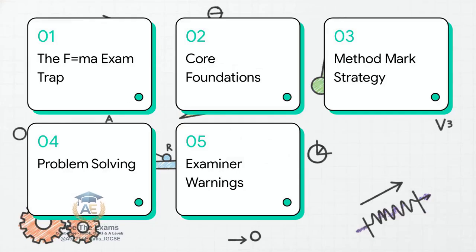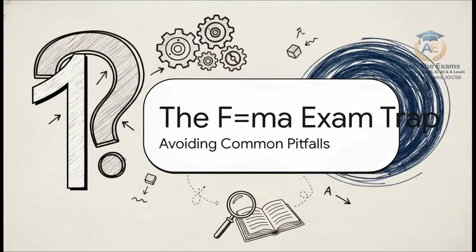Here is our examiner's playbook for today's session. Number 1, the F equals ma exam trap. Number 2, core theoretical foundations. Number 3, the method mark strategy. Number 4, execution and problem solving. And number 5, top examiner warnings. Let's get right into section 1, the F equals ma exam trap.